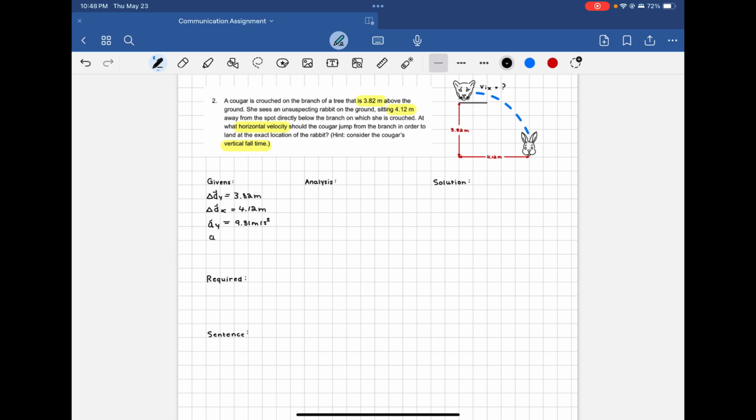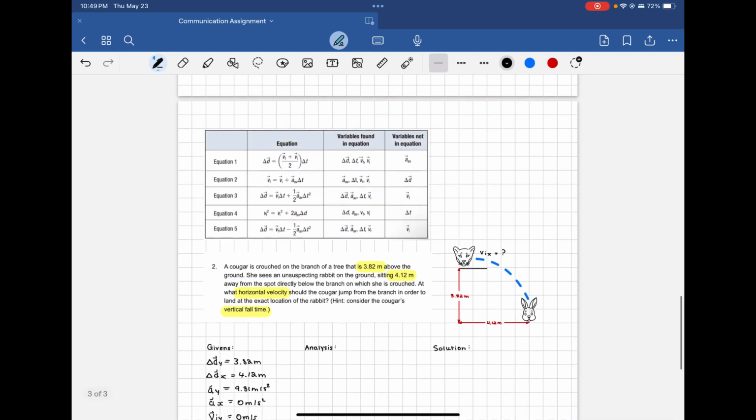And we also can infer that the acceleration in the x direction is going to be 0 meters per second squared, as always. And we can also say that since the cougar is jumping just horizontally, she's not being launched up or down, that the initial velocity in the y direction is also 0 meters per second. So we're asked first to find the fall time, and then we'll use that to find the initial velocity in the x direction.